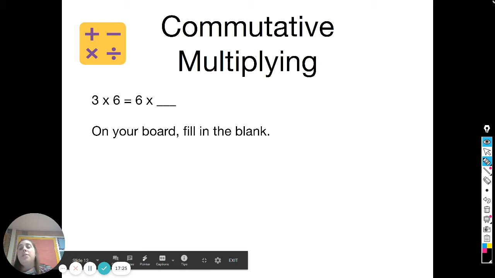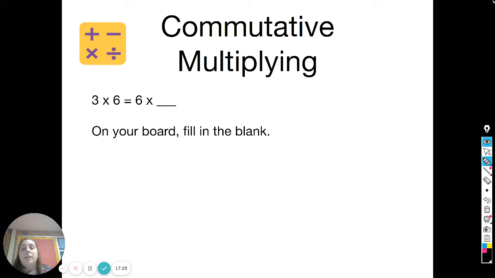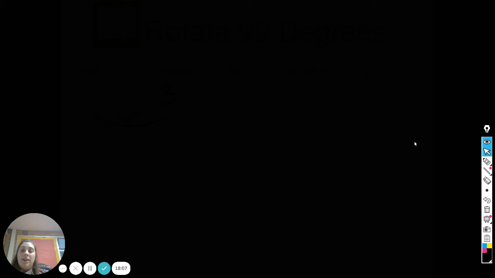Here's another one. 3 times 6 equals 6 times blank. Go ahead and fill in that blank. Okay, so take those two numbers and flip them. 3 times 6 equals 6 times 3. We just take the 3, it was at the beginning, now it's at the end. The 6 was at the end, now it's at the beginning. And we don't even have to solve because we're just showing that those two equations are the same, which means they'll have the same answer.